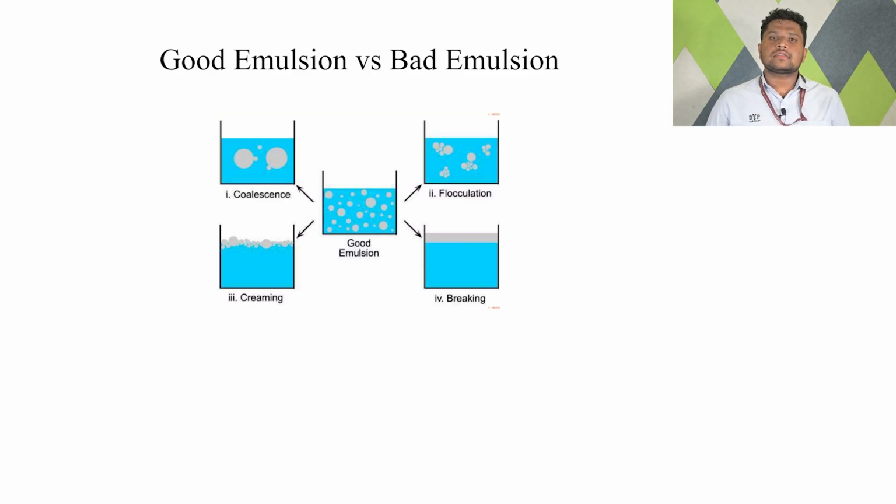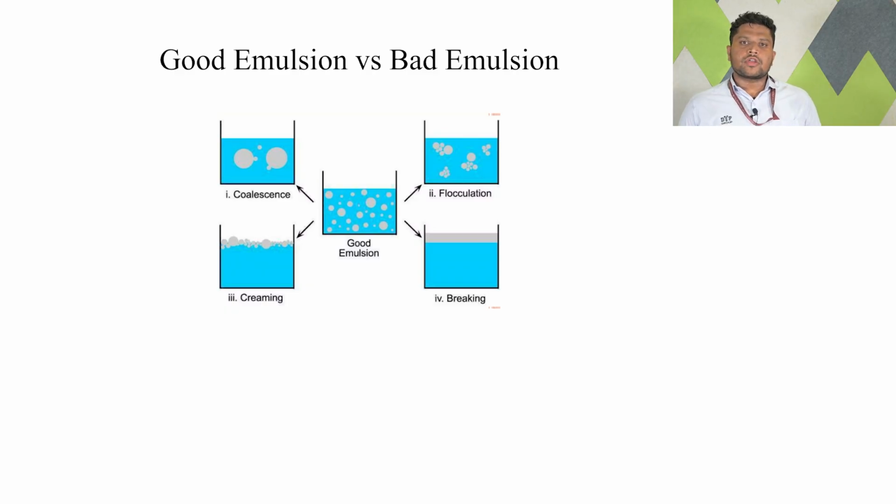Coalescence, I earlier discussed what coalescence is. Coalescence is when the globules come together and form a big globule, as shown in the picture. Due to this, the phases may become separated, and the emulsion becomes unstable.